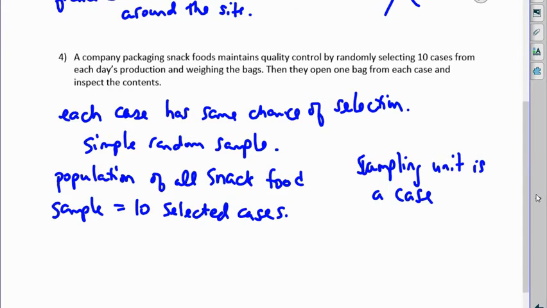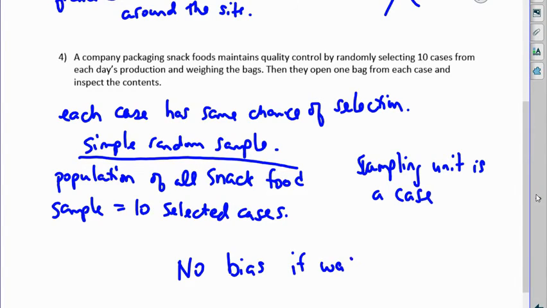I don't see any violations of the randomness. If somebody goes out and does a simple random sample, they've labeled each case, they've selected 10 cases randomly, then I don't see any violations of randomness. And so it seems reasonable to say that this is a random process, and I don't see any bias if it was done randomly as it's being described.